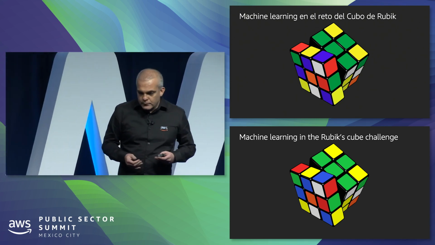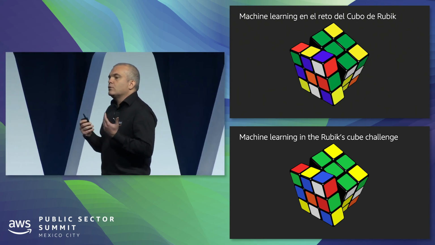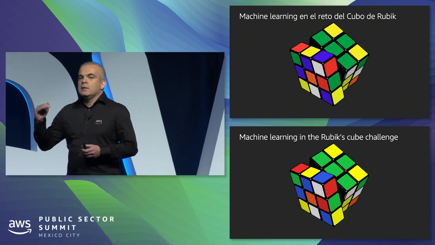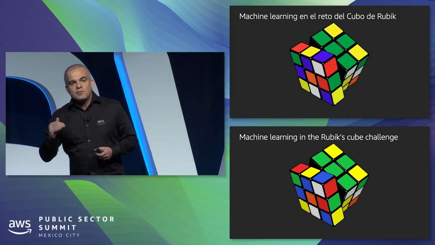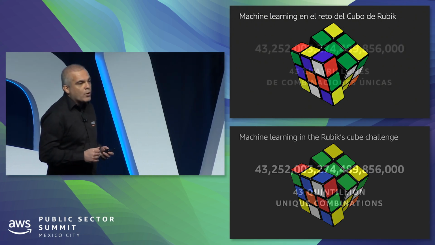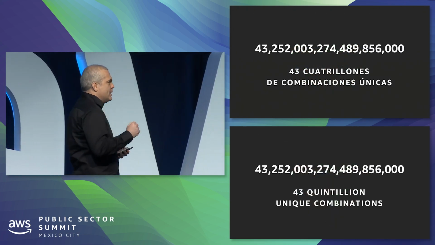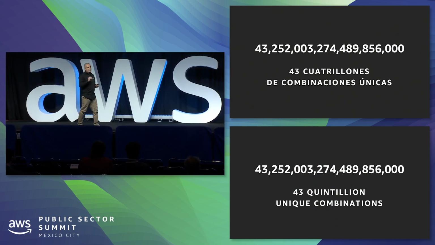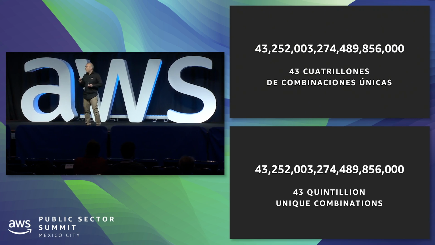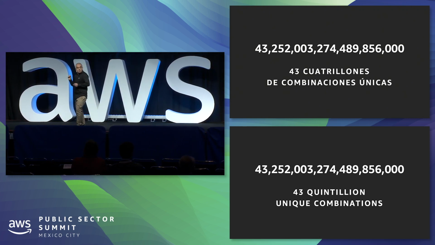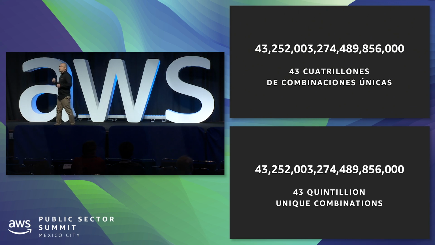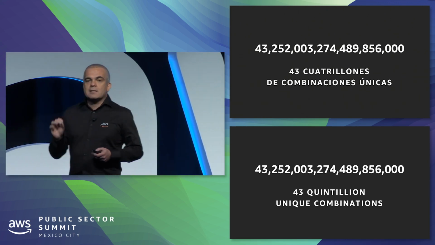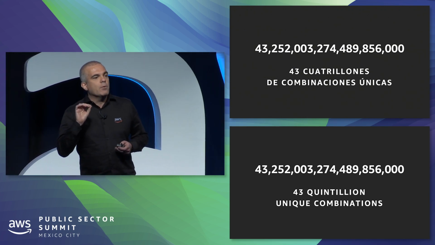That's our goal. And if you try to take the traditional approach of writing imperative code using if, then, else, I'm sorry, you will probably be in very big trouble. Because the number of combinations is about 43 quintillion different combinations that you have to address in this very simple problem.